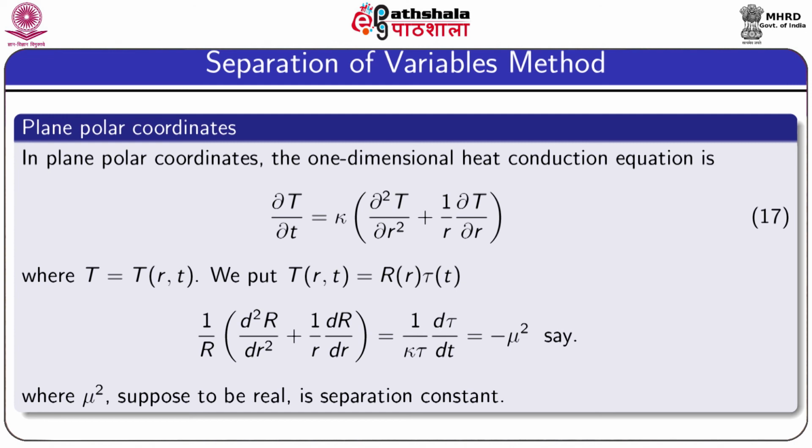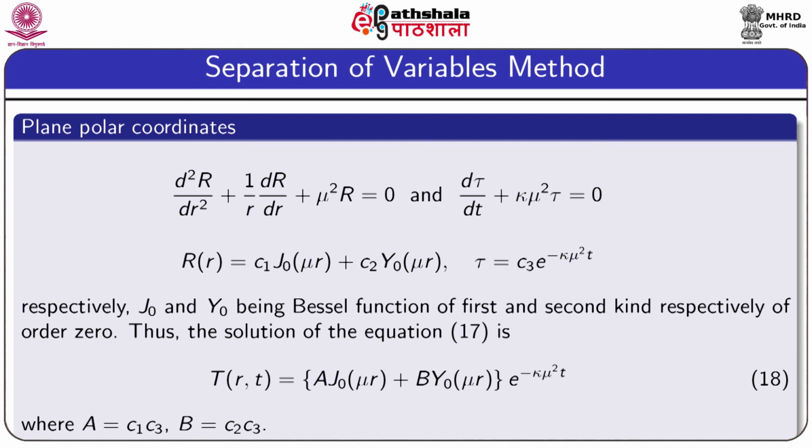mu square. So, this equals mu square gives two ordinary differential equations, one in capital R and the other in tau. The equation in capital R is d2R dr square plus 1 by r dR dr plus mu square R equals 0, and the equation for tau is written here. The solution of the tau equation is very easy to find, and the solution is tau equals C3 e to the power minus kappa mu square t.